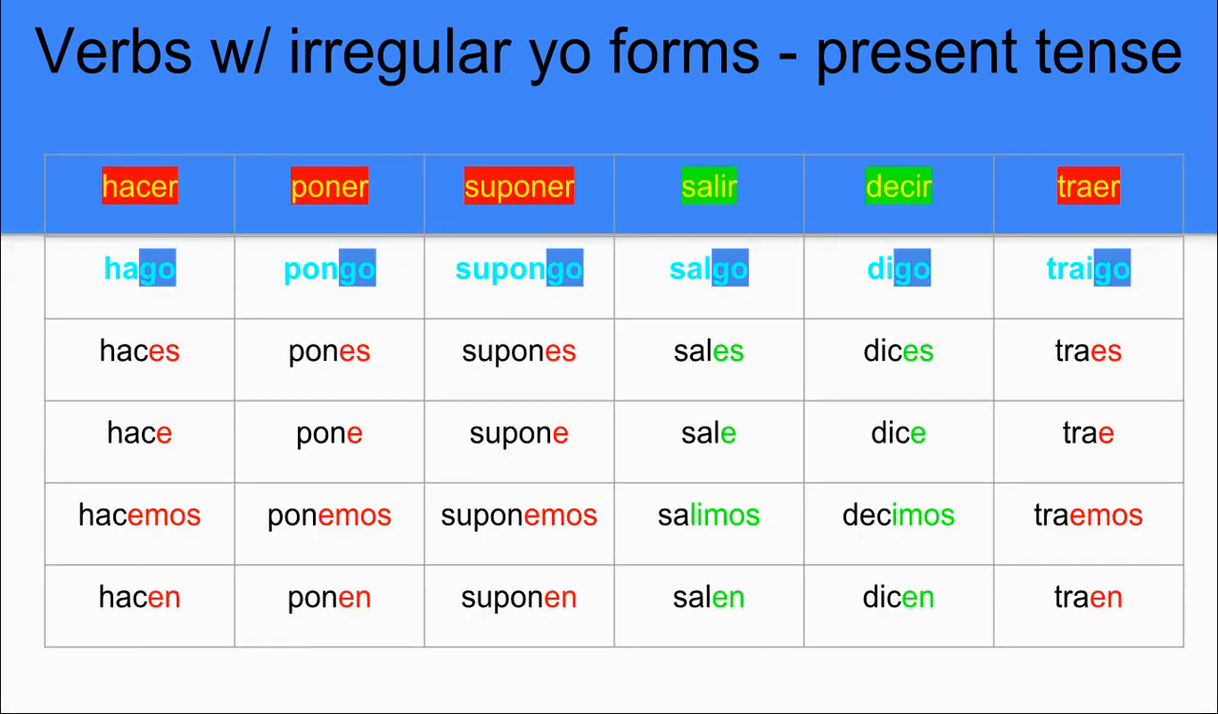So if you look at this table, what we can see is that these irregular verbs all are called go verbs because in the yo form, they all conjugate with the go ending. You can see the verb hacer becomes hago, poner, pongo, suponer, supongo, salir, salgo, decir, digo, and traer, traigo.